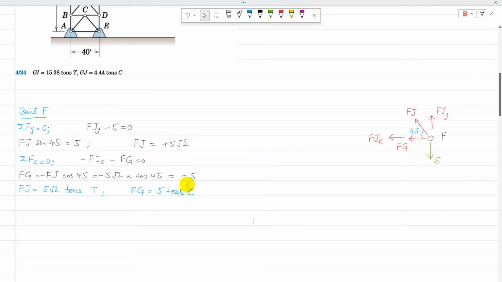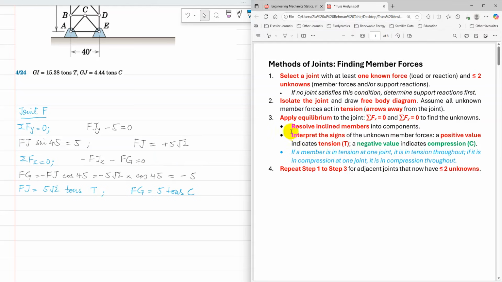With FJ equal to 5 root 2, substituting here and simplifying, FG is minus 5. Now for the interpretation of the signs: a positive value indicates tension and a negative value indicates compression. Because FJ is positive 5 root 2, FJ is in tension, and FG is minus 5, so the negative sign means that it is in compression. So FG is 5 tons in compression. Those are the answers for joint F.